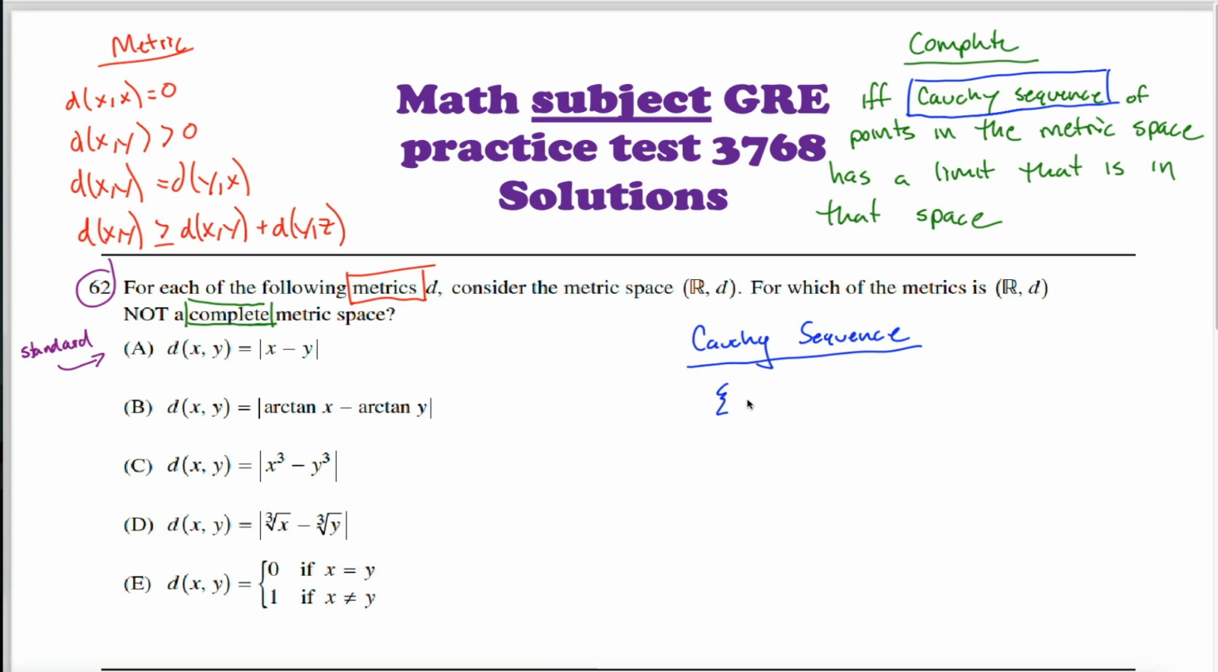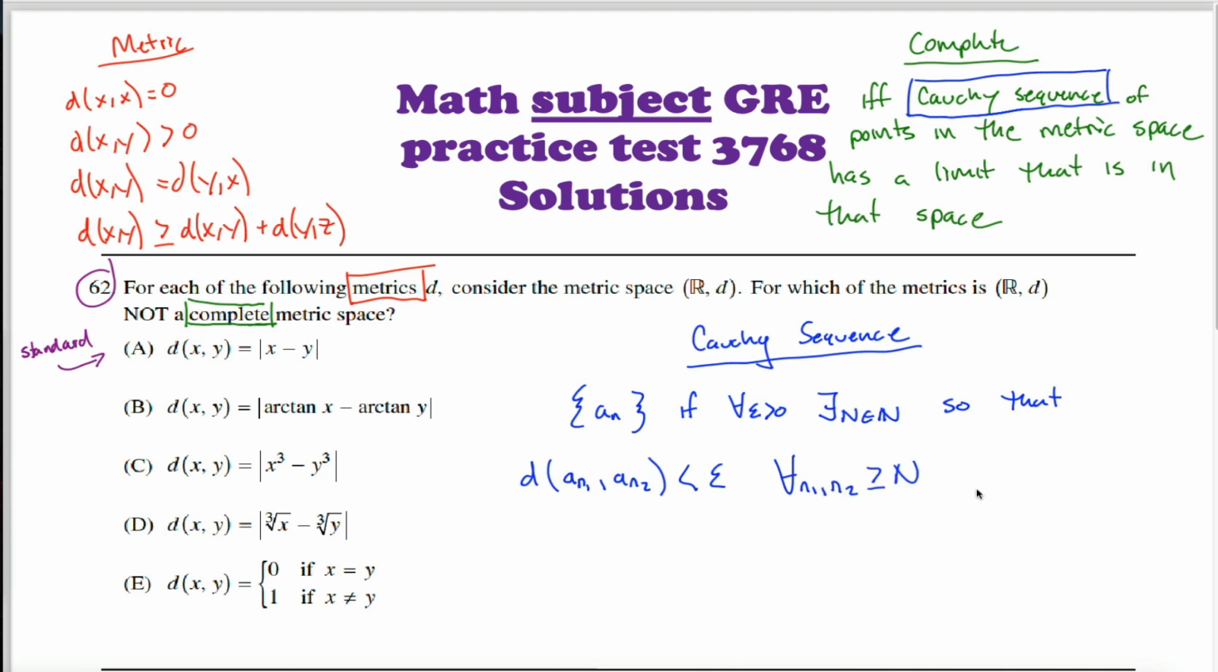So we got some sequence a sub n, and the idea is it's Cauchy if for any epsilon greater than 0, there exists some number N so that the distance between maybe a_n1 and a_n2 is less than epsilon for all n1 and n2 that are greater than or equal to capital N. You give me some really small positive epsilon, I'll tell you a point in the sequence so that any terms further on in the sequence are within that epsilon of each other. So what this question is asking is, if I have such a sequence with these various notions of distance, am I guaranteed that the limit of this sequence will fall within this space?